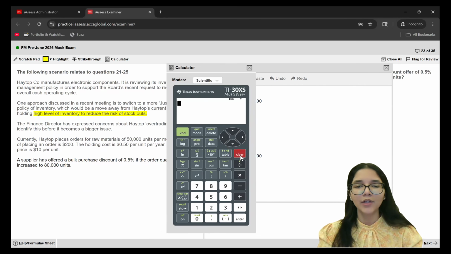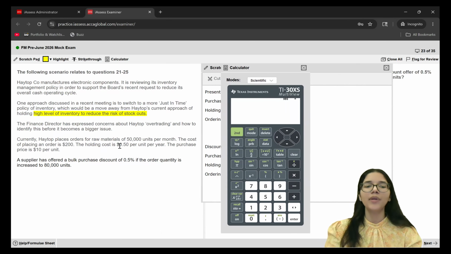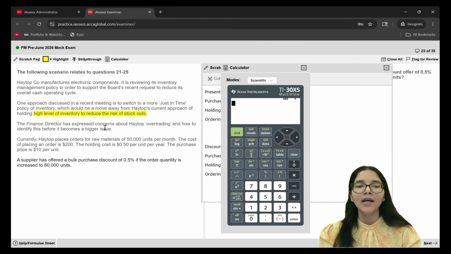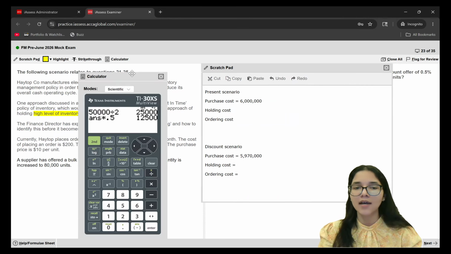Now I can calculate my holding cost as well. For the holding cost, it's given to me 0.5 per unit per year. Holding cost is applicable on the average of my inventory. Currently, when I'm purchasing 50,000 units per month, my average inventory is 25,000 units. So 25,000 units multiplied by 0.5, that tells me that currently my holding costs are $12,500.